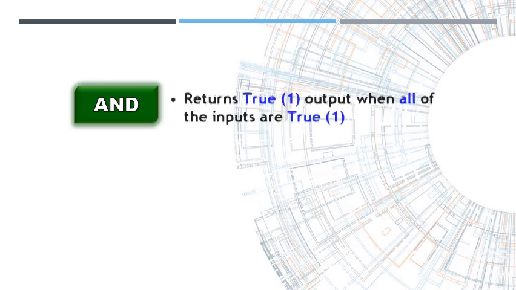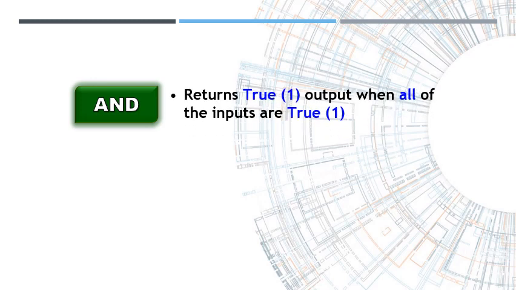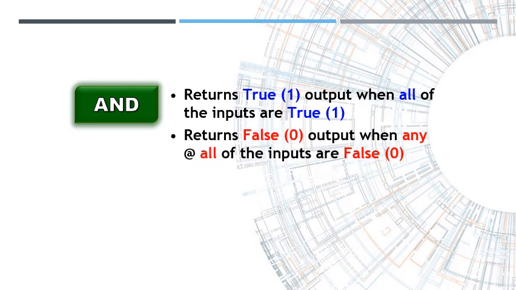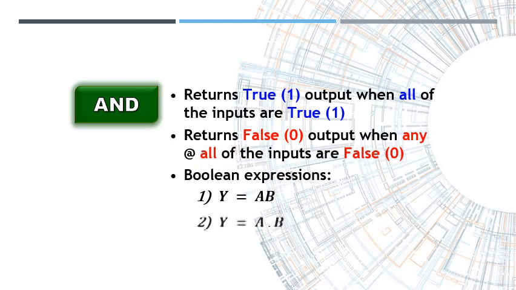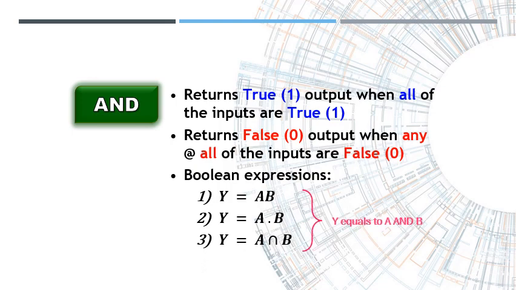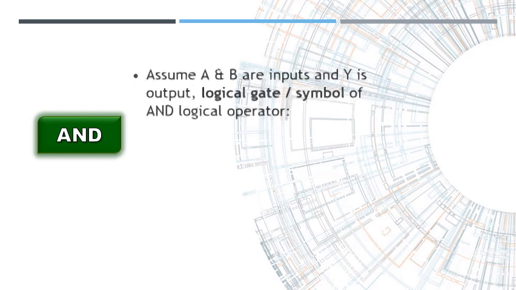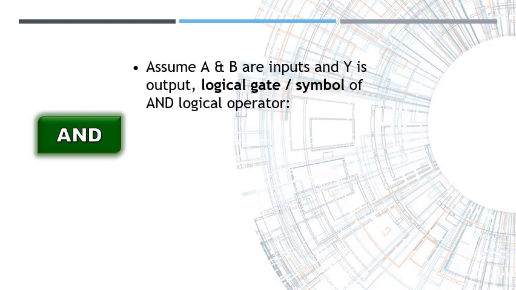Okay, first one we discuss is AND. AND returns true, which is 1, as output when all the inputs are true, which is 1. But it will return 0, which is false, as output when any or all of the inputs are false, which is 0. So if you look at the Boolean expression here, Y equals A AND B. Assume A and B are inputs and Y is output.